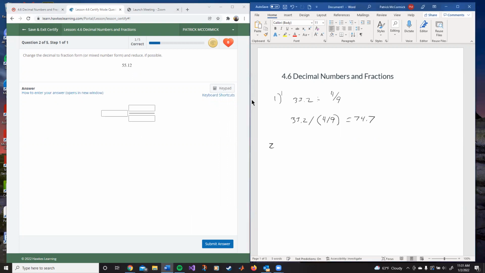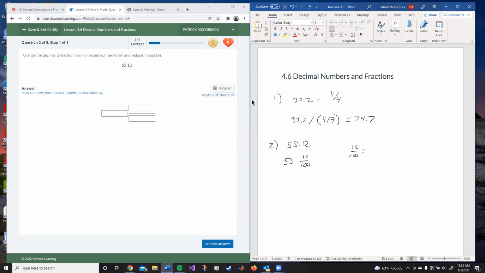All right, next problem, number two, change the decimal to fraction form and reduce as possible. So number two, 55.12. So 55 and 12 hundredths. So 55 and 12 over 100. Now it says to reduce. So 12 over 100.